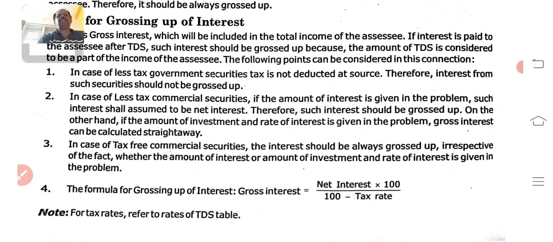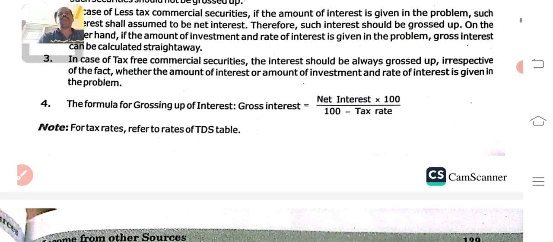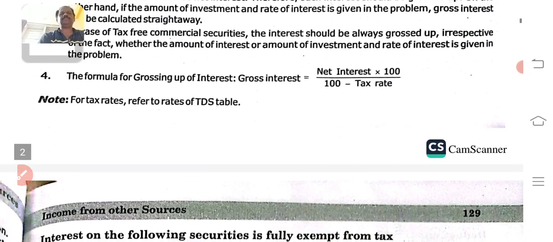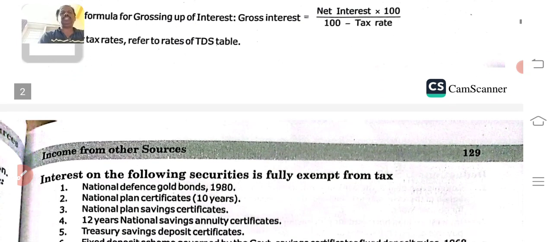In case of tax-free commercial securities, the interest should always be grossed up, irrespective of whether the interest or the amount of investment and rate of interest is given in the problem. So, what is the formula for grossing up of interest? Gross interest is equal to net interest into 100 divided by 100 minus tax rate. Note, the tax rate refers to the rates of TDS table.